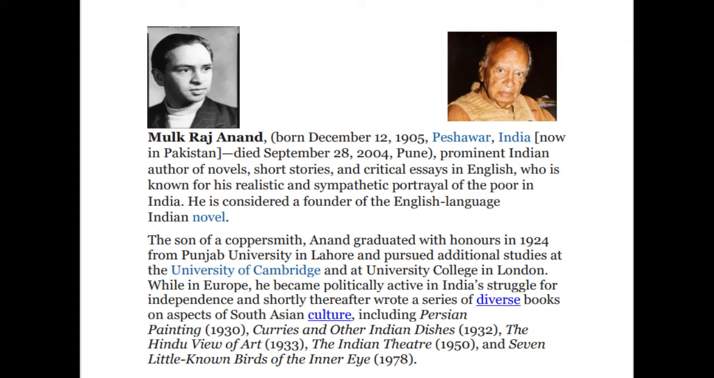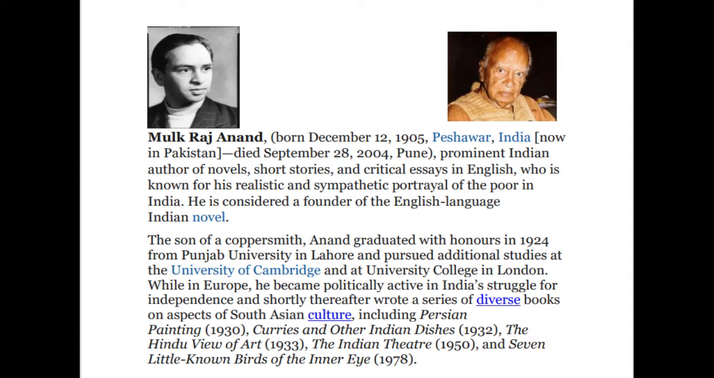He wrote Curries and Other Indian Dishes. So he wrote about cooking also, in 1932. So you can see he wrote a variety of books. The diversification of his writing can be seen in these few books that are named over here. The Hindu View of Art in the year 1933.